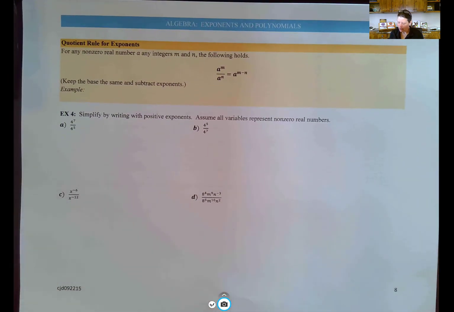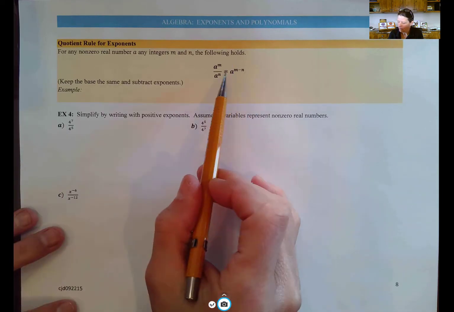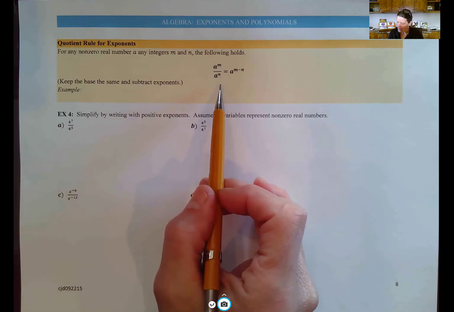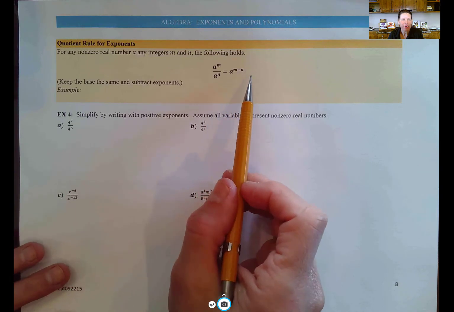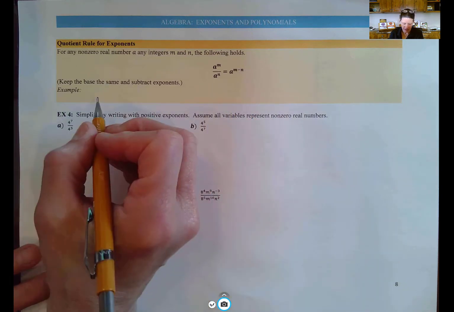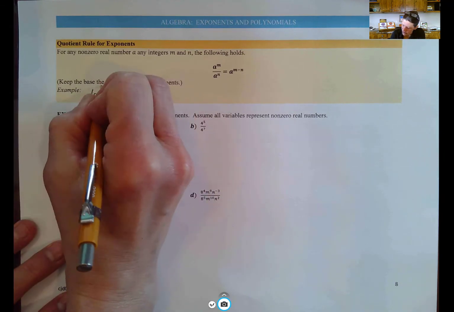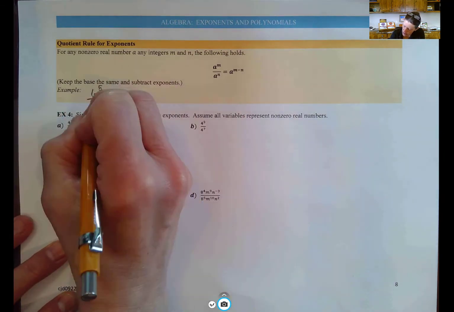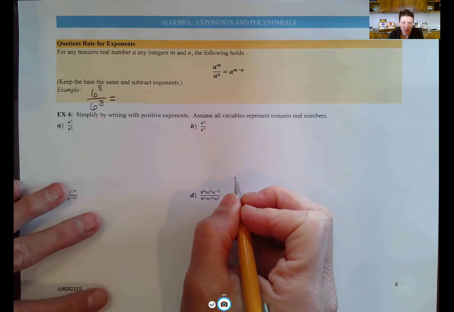Our next rule is the quotient rule for exponents. It says that for any non-zero real number a, any integers m and n, the following holds. Here we've got a to the m over a to the n is equal to a to the m minus n. And as an example, we might write 6 to the 5th over 6 to the 3rd. Notice that the bases are the same here, aren't they?